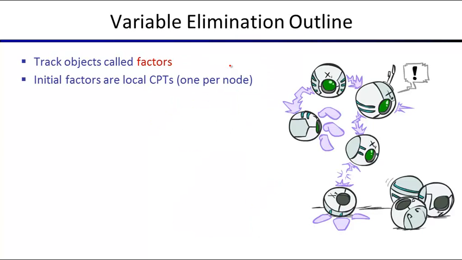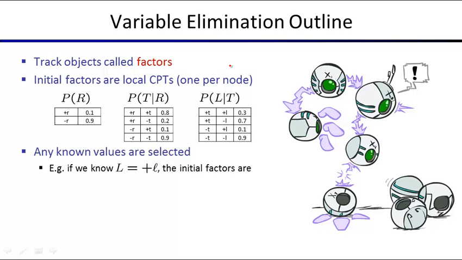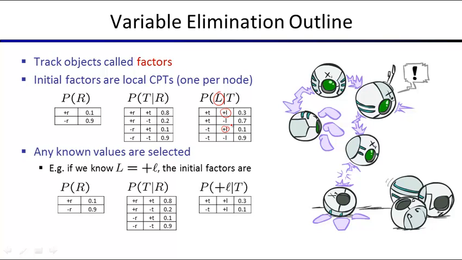We'll track some objects that we call factors. And the initial factors are the conditional probability tables. So initially, we just start with these. If our query involves evidence, then we will narrow it down to the entries in these tables that are consistent with the evidence. So if we had evidence of plus L, then we would look where L appears. L only appears over here. So for that table, we'd narrow it down to where L is positive. And we'd end up with this set of factors as our starting point.